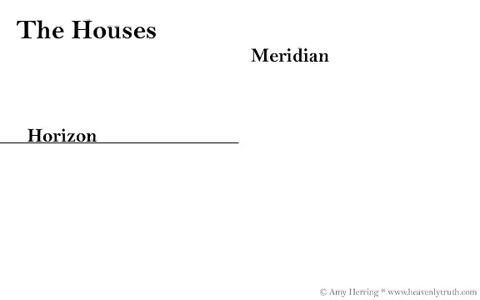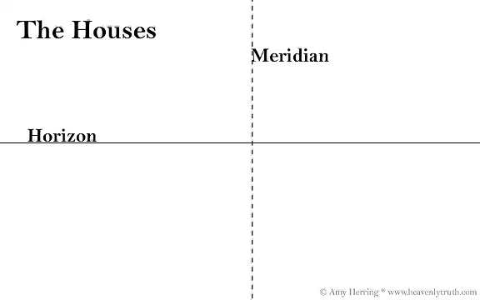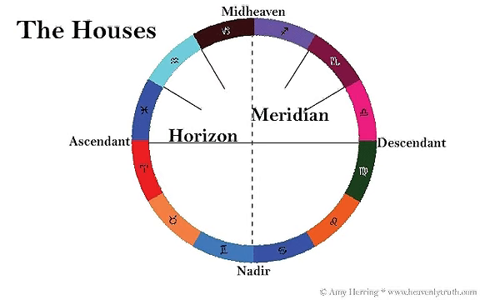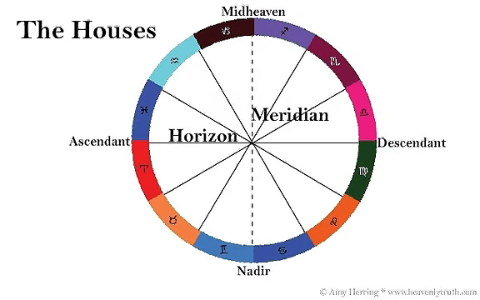Let's take a look at two terms, the horizon and the meridian. The horizon is the apparent flat line where the Earth ends and the sky begins. The meridian, not something we can actually see like the apparent horizon, is an imaginary line that runs vertically, dividing the sky and Earth in half. These two lines form a cross, and they mark four points on the natal chart: the ascendant, the descendant, the midheaven, and the nadir. The other house divisions are filled in within this cross.